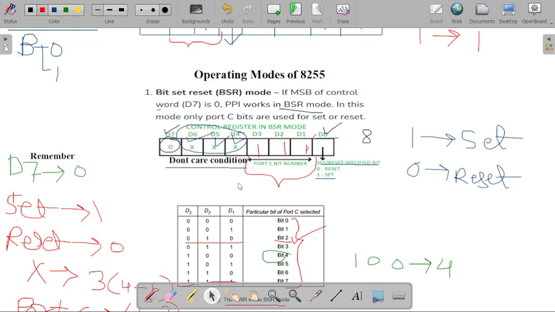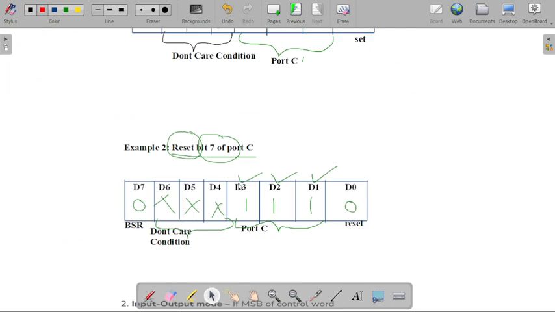In today's lecture, we have learned the bit set reset mode of our 8255. In the next video, I will explain the concept of input-output mode and how we can solve the example with the help of the input-output mode of operation.